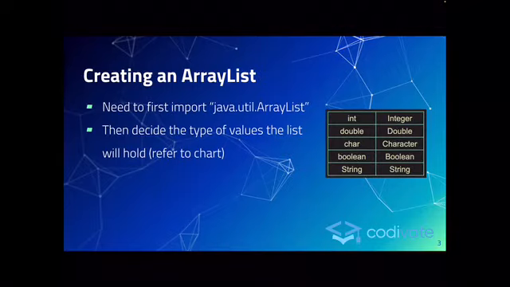Rather than holding an int or a double or a char, you would use an ArrayList to hold the corresponding classes. So the Integer class, the Double class, or the Character class, or in the case of boolean, the Boolean class. So for each primitive type, you would have to use the corresponding class to create your ArrayList. String is already a class, so you don't have to do this. ArrayLists can only hold types that are classes.